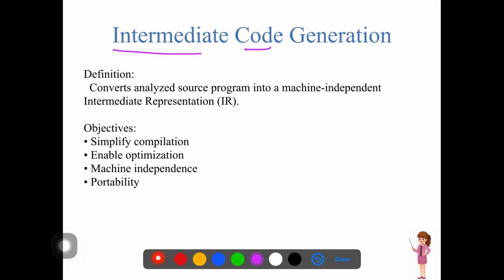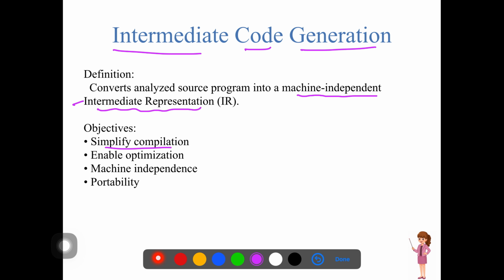Intermediate code generation. Intermediate code generation is the fourth phase of the compiler. It converts the source program into a machine independent intermediate representation. Instead of directly generating the machine code, the compiler generates intermediate code because it's easier to optimize and can be translated into machine code for different processors. The objectives: simplifies compilation, enables optimization, machine independence, and portability.